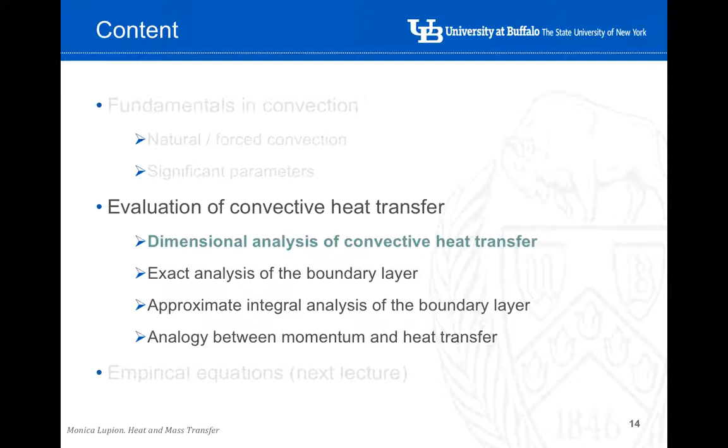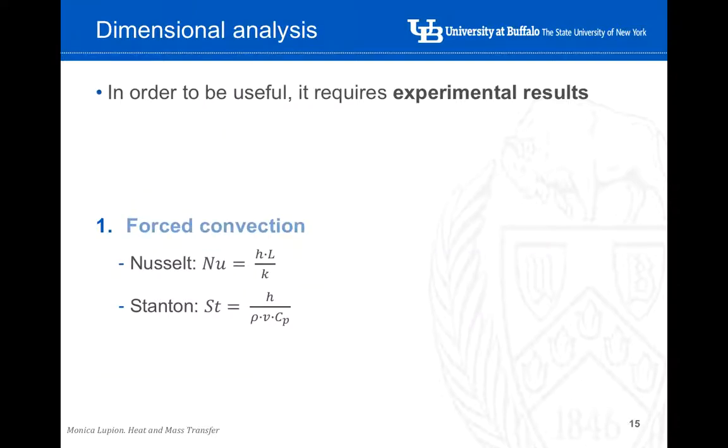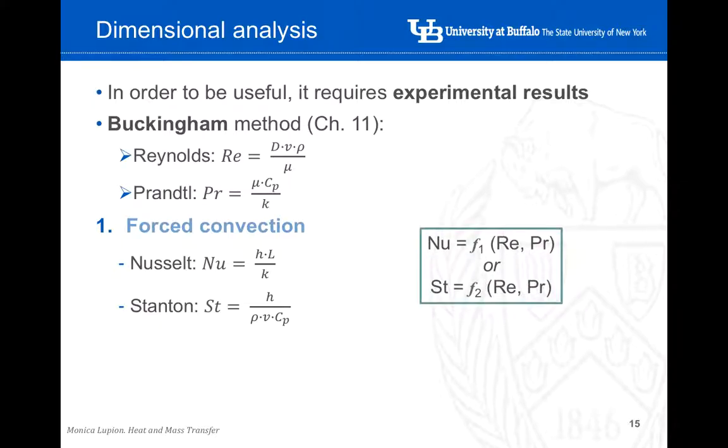So let's begin with the dimensional analysis of convective heat transfer. In order to be useful, this dimensional analysis requires experimental results. But we're going to go through the theory of this dimensional analysis, and we will define some parameters that we'll later use for the empirical equations. If we follow the methodology defined by Buckingham when we studied momentum transfer in CE 317, you can take a look at chapter 11 in your textbook if you want to refresh your memory.